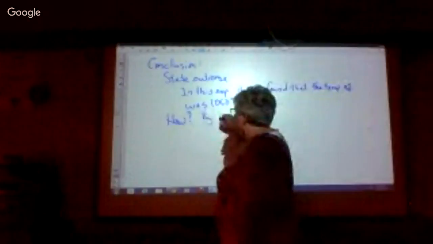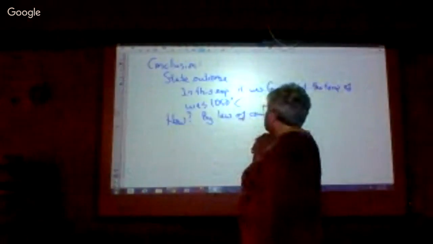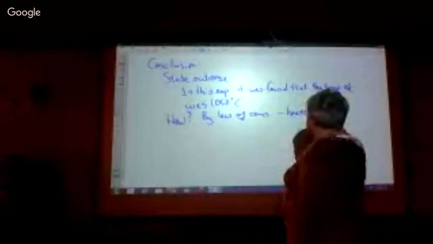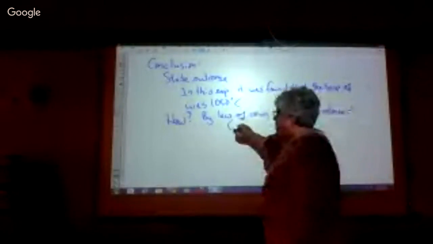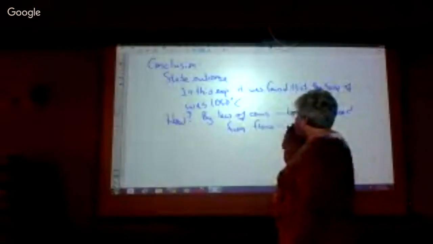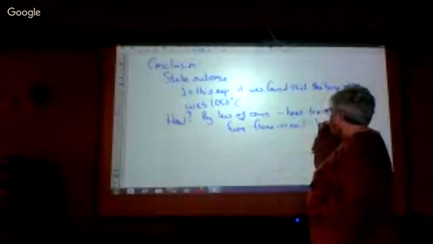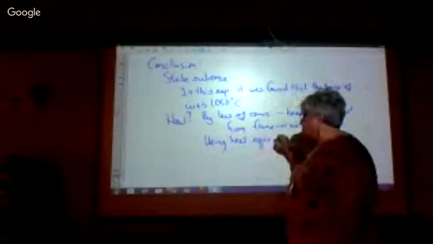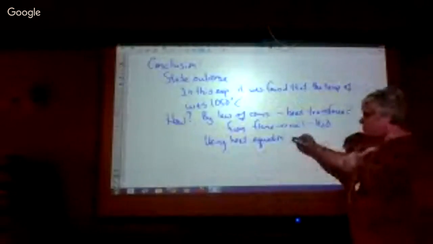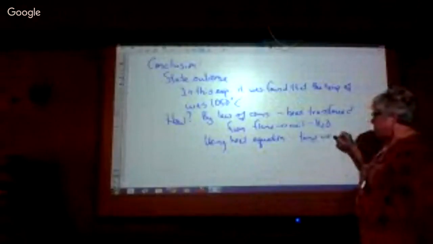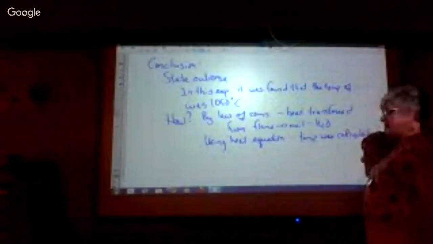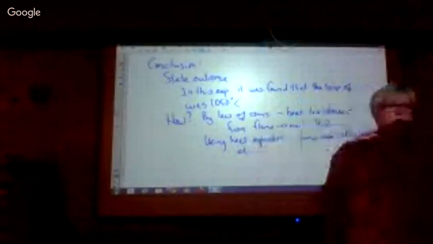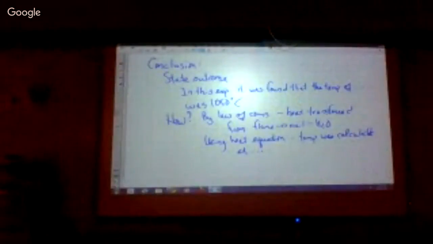So, by the law of conservation of energy, heat was transferred from the flame to the nail, the water. And using the heat equation, the temperature was calculated at, and you restate it. Some students get into particulars, which you really should. Use your numbers, use your data. So you want to tell me how you went about doing that.